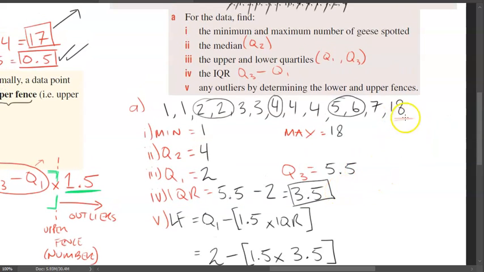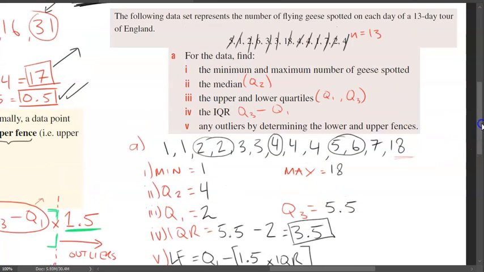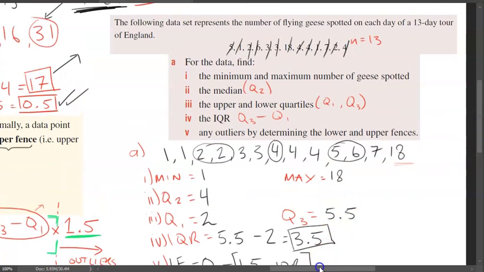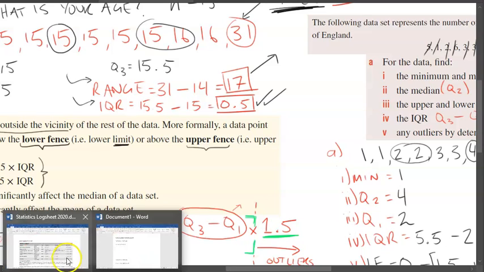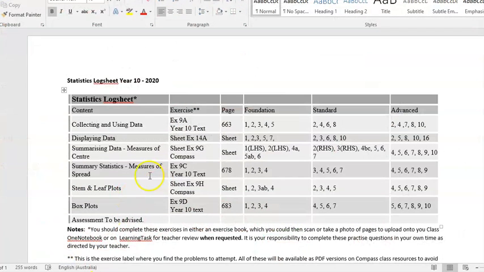Long video, but a lot of information to take in as well. I apologize, but this will definitely help you with the questions that you have. The log sheet shows measures of spread exercise 9C from the textbook, or page 678.